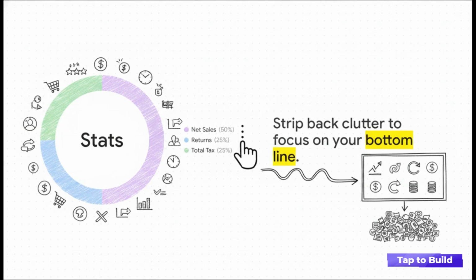By default, your performance section might spit out like a dozen completely cluttered stats at you. But if you jump into that toggle menu, you can just strip away all those vanity metrics. You can narrow it right down to the things that actually impact your bottom line, like just looking at net sales, returns, and total tax. Clean, simple, and actually useful.